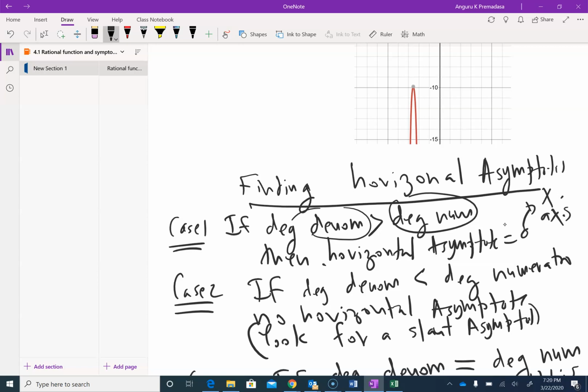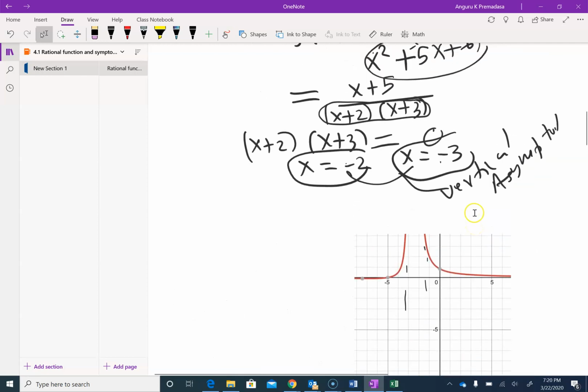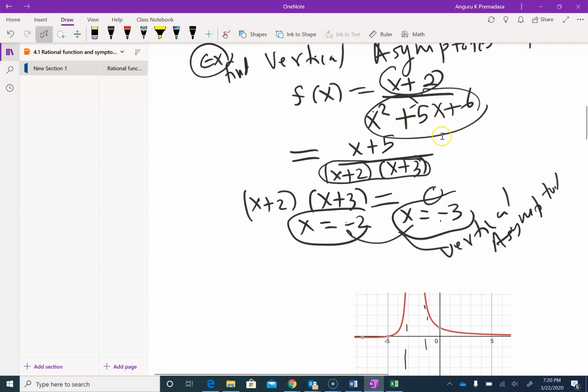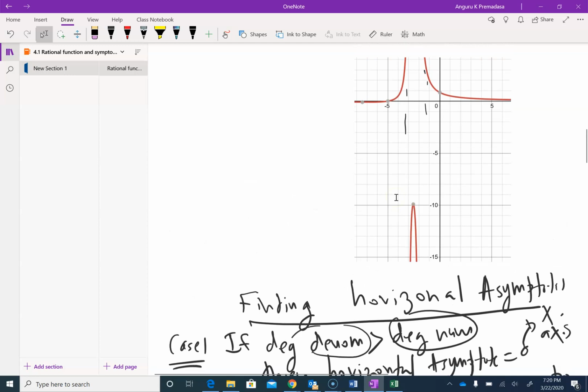So remember, if the bottom is bigger than the top, like in this case, the degree of the bottom is 2, the degree of the top is 1, so the degree of the bottom is bigger, so then the horizontal asymptote is the x-axis.